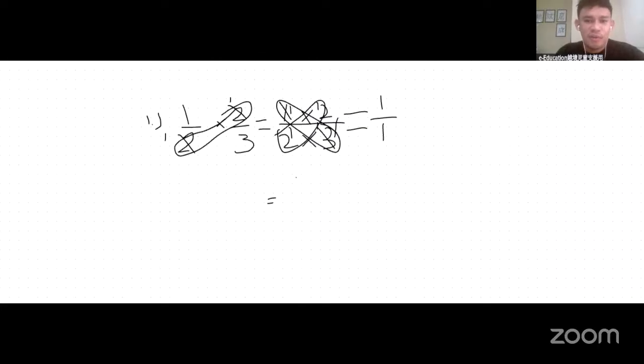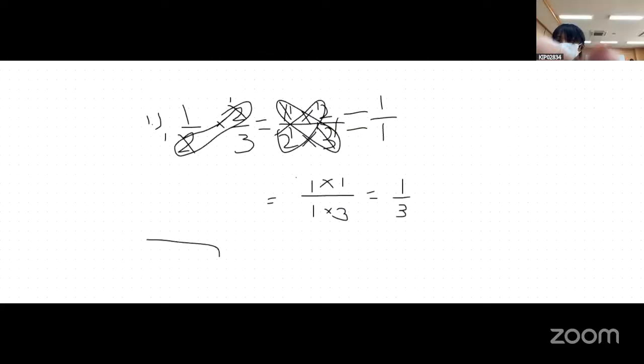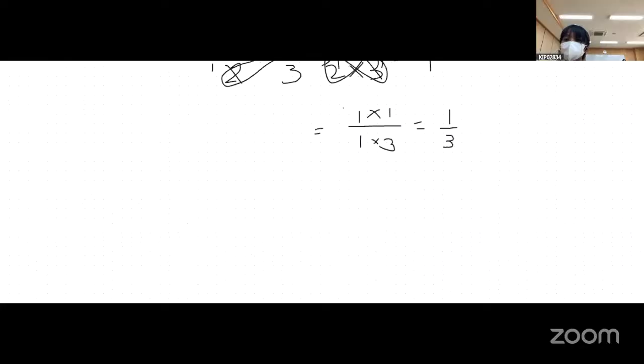So when we answer that, we just copy this: 1 times 1 and then 1 times 3. So the answer for this is 1/3. So you are also actually almost right. So how about this? Another example. By the way, Aaron, if you think my teaching is confusing or the numbers are confusing, you can always ask me. Okay. So how about this?